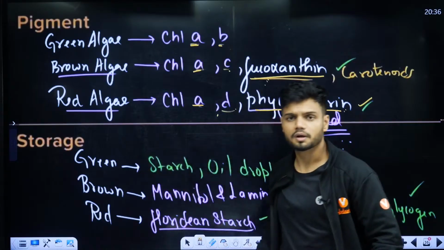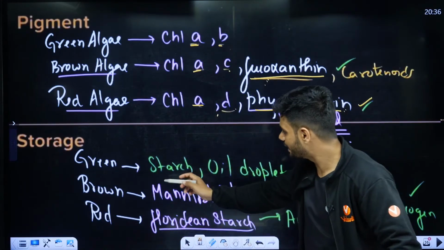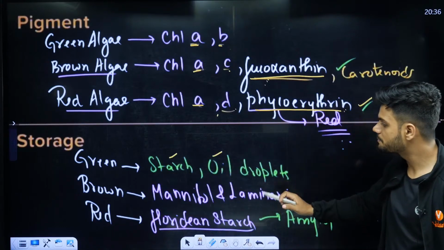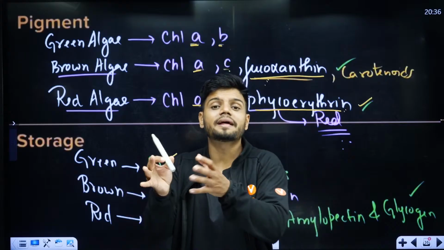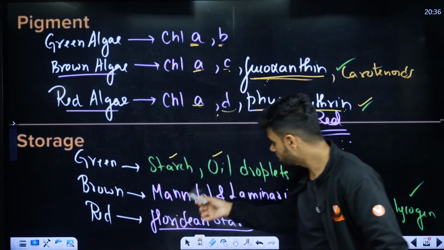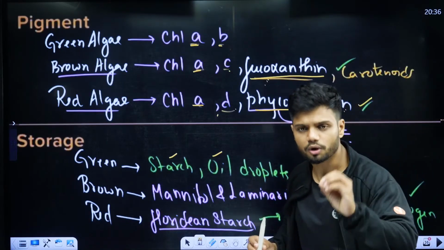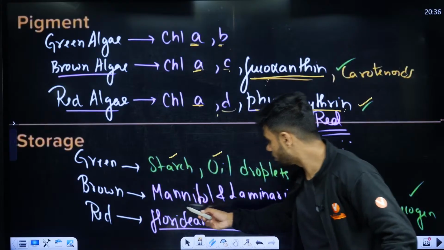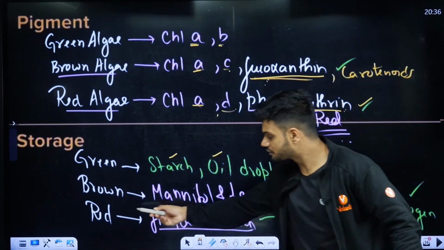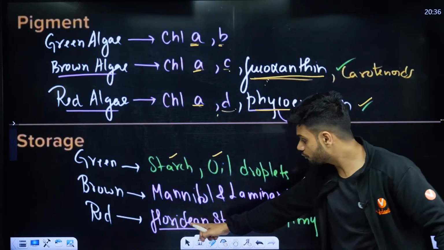Now storage, how is the food stored here, students? Food is stored in the case of green algae as starch and oil droplets. In the case of brown algae, the food is stored as a complex structure, mannitol and laminarin. Students, अगर first time पढ़ रहे हो थोड़ा confusion होगा, but this is now an advanced level concept. Okay, mannitol and laminarin. In the case of red algae, the food is stored as floridean starch.